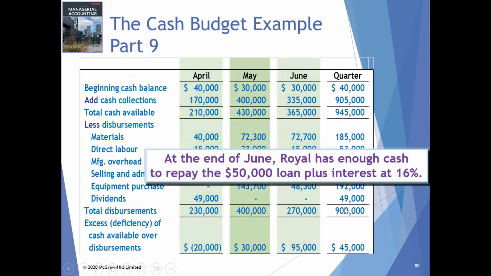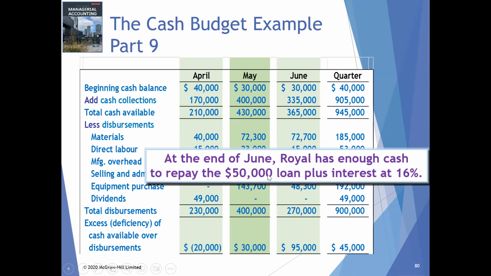Okay, so look at this. At the end of June, so this is June month, Royal has enough cash to repay the $50,000. So Royal has $50,000 excess money, no doubt, because $95,000 is more than enough, because we need to have only $30,000, which is the condition. So now in this case, what is going on?